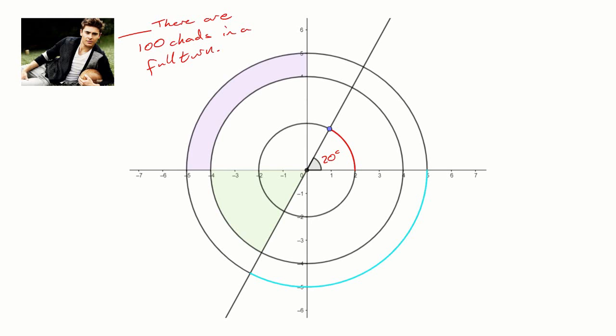So he has set up this new challenge for you. If there are 100 chads in a full turn, and this angle here is 20 chads, can you figure out these lengths and these areas again? Consider again the fraction of a full circle that each of those bits fills up. Pause the video now and try to get your head around that.